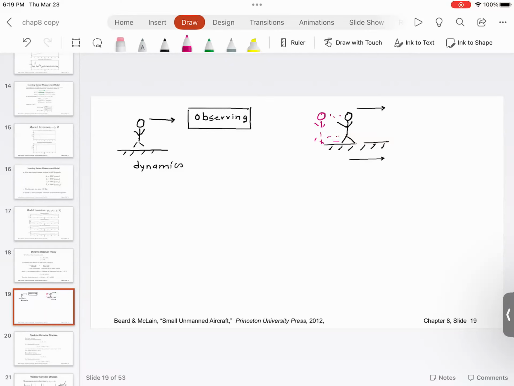So what we are doing is we are observing the system. And understand, this observation is not static. You are not observing just one time. You are observing it continuously. So this is dynamic observation.